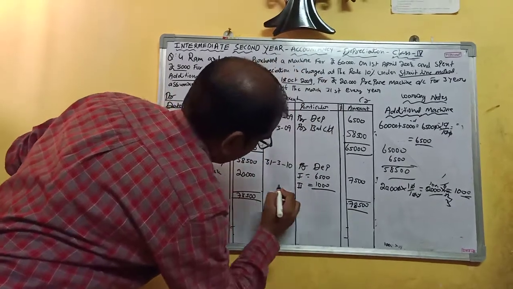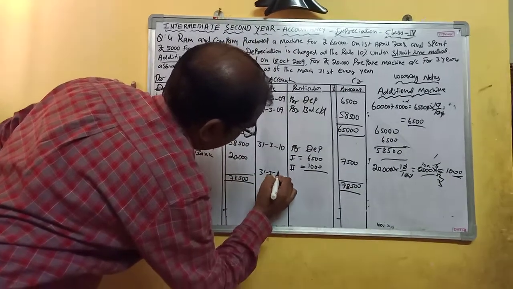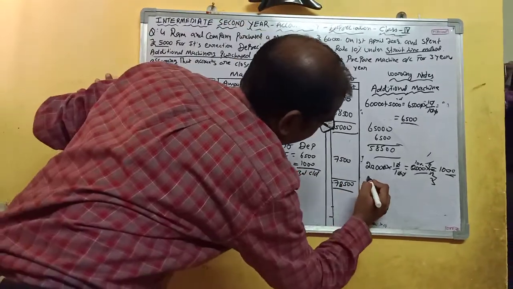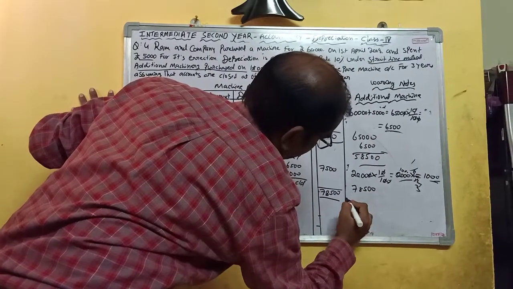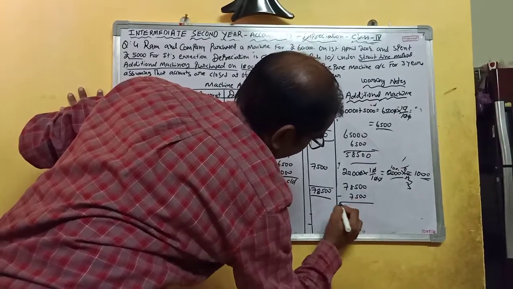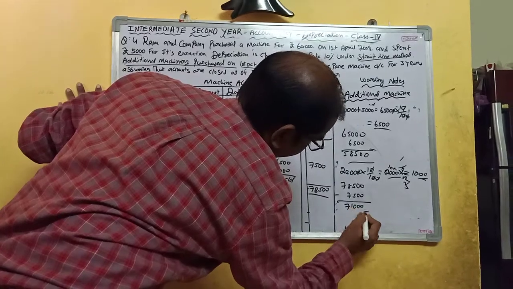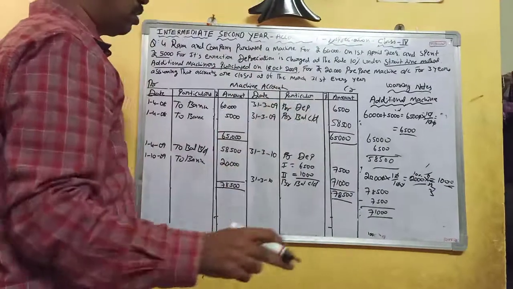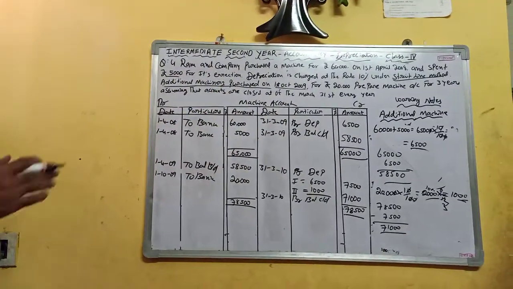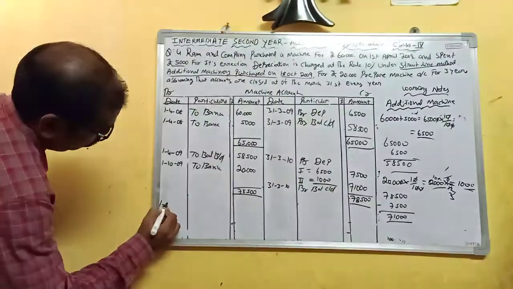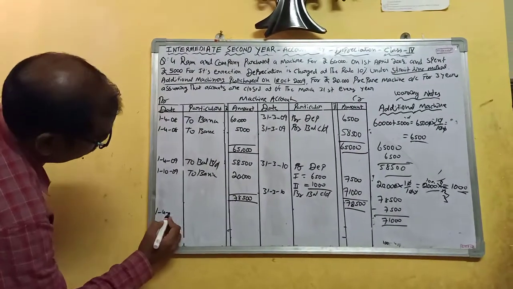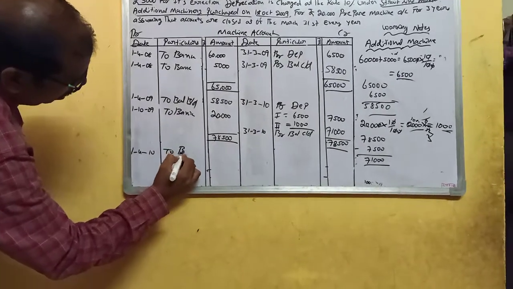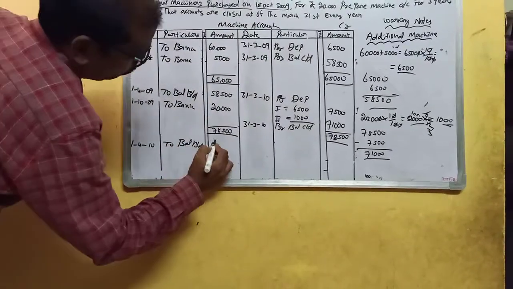78,500. On 31st March, by balance carried down: 78,500 minus 7,500 is 71,000. 71,000 is our two machinery values after completing the second year. Third year: 1st April, to balance brought down for two machineries.